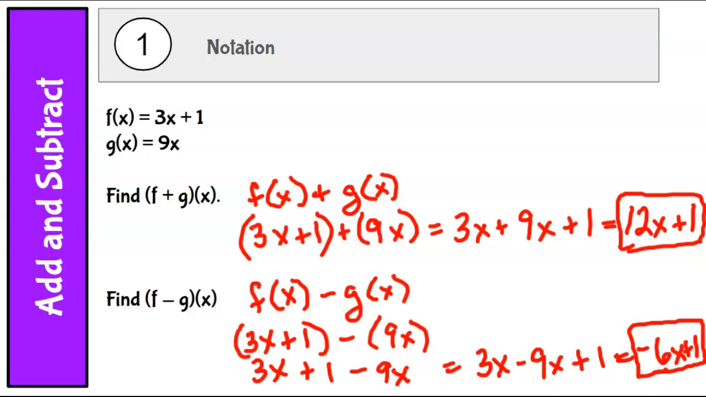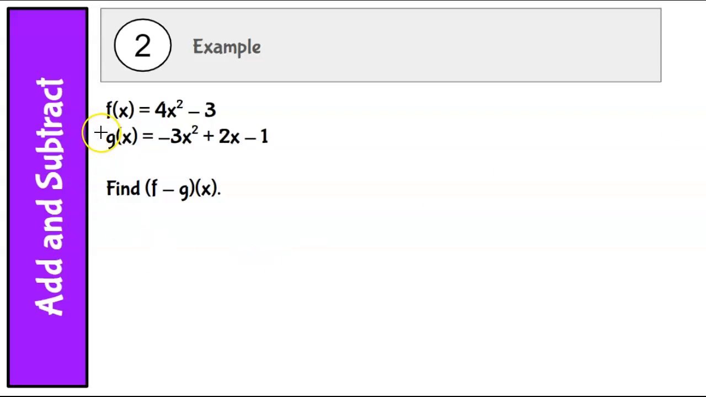Let's take a look at one more example. We have our function f of x equals 4x to the second power minus 3, and our function g of x equals negative 3x squared plus 2x minus 1. And my mathematical brain goes, ooh, there's several terms here, so maybe I might need to distribute. It says to find f minus g of x, and the key is to remember that we're subtracting g of x from f of x.